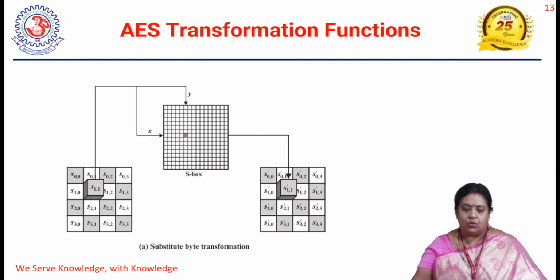So this is an input state array which we pass into the round. The first transformation is the substitute byte transformation. Simply we can call it sub bytes.